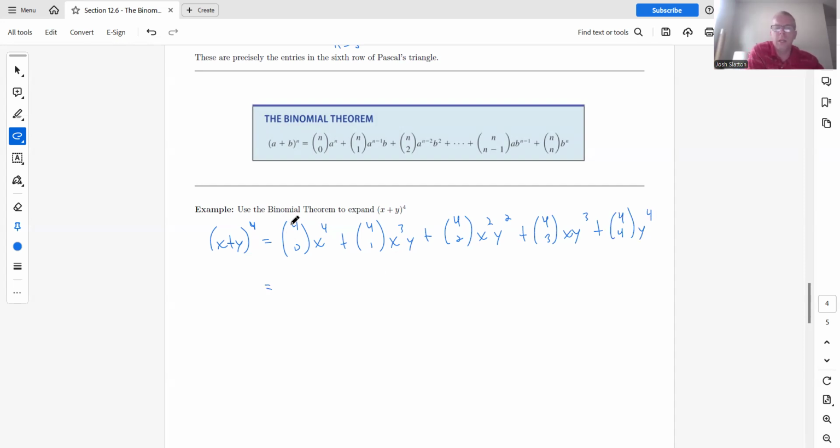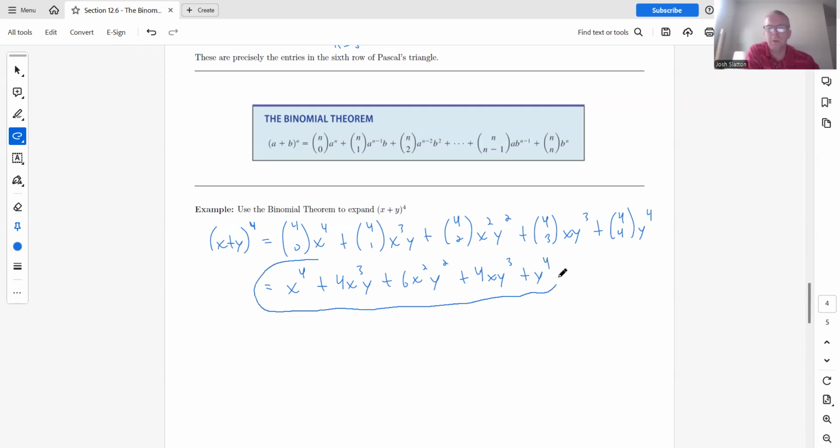All right, so anytime you have a 0 here, that's always going to be a 1. So that's just going to be x to the fourth. 4 choose 1, and you can multiply these out if you want, but I won't do it here. But that's 4 x cubed y. 4 choose 2 will be 6 x squared y squared, and then 4 x y cubed, and then y to the fourth. And so that is what we would expect to get, and it is what we get. And you can double check the math for these: 4 choose 2 being 6, and 4 choose 3 being 4. You can check the math on that if you like.